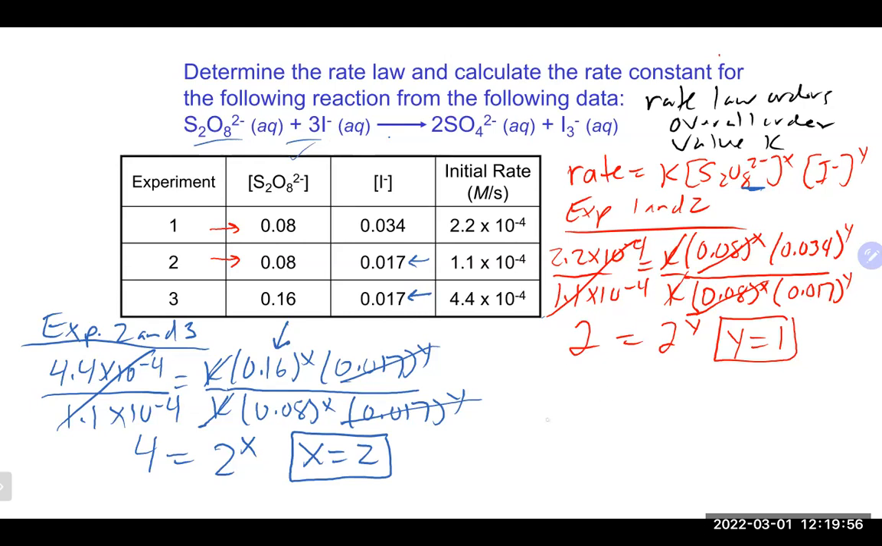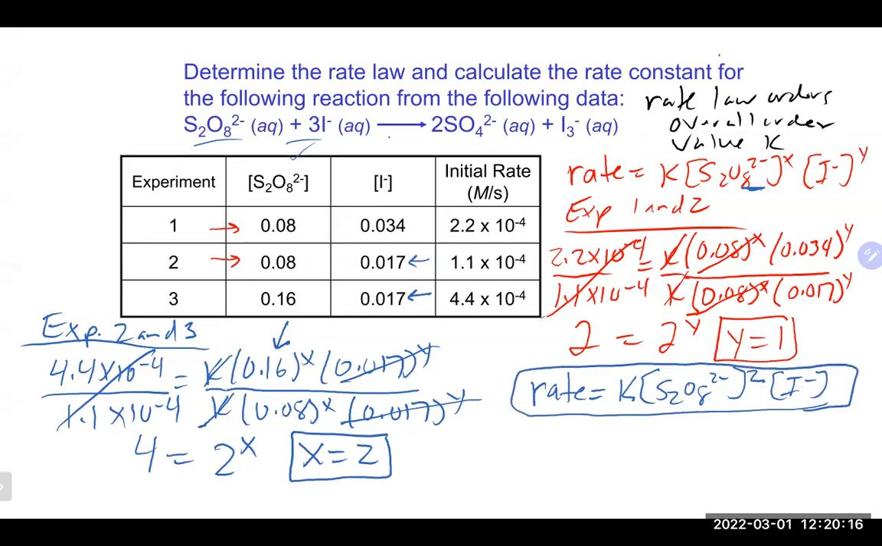Okay, so now that we got the orders, we could actually write the completed rate law, which in this case would be the rate is equal to K, S2O8 2-, and that would be to the second order, and then our I- to the first order. That would be the completed rate law with the orders. That would also tell us that the overall order here would be 2 plus 1, which gives us third order in this particular case.